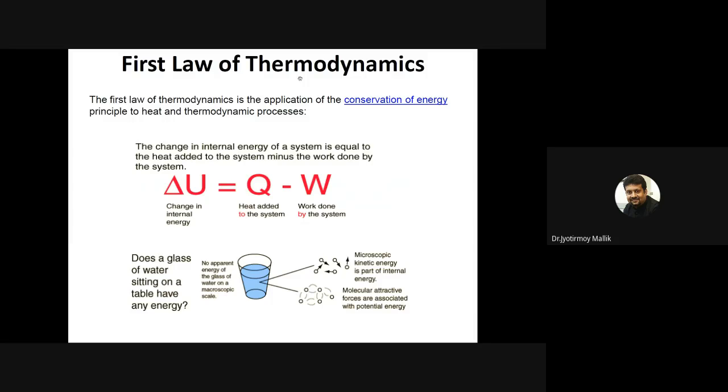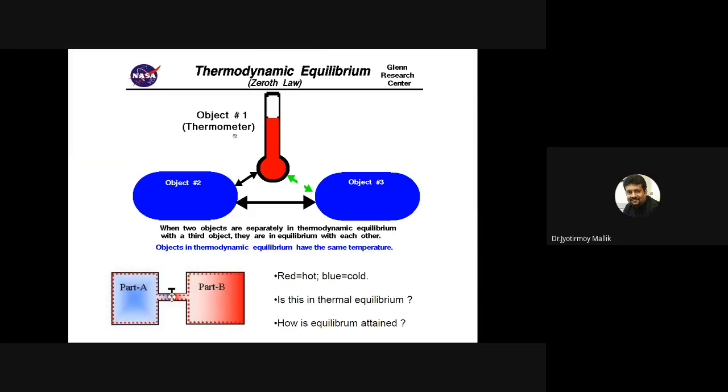Now, next is the first law of thermodynamics. The first law of thermodynamics is the application of the conservation of energy principle to heat and thermodynamic processes. So the change in internal energy of a system is equal to the heat added to the system minus the work done by the system. Okay. So delta U is the change in internal energy, which equals the heat added to the system minus the work done by the system. Okay. So this is your first law of thermodynamics. My apologies, the earlier one was called the zeroth law of thermodynamics.